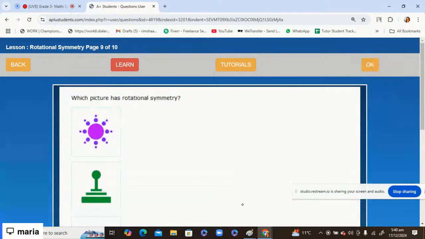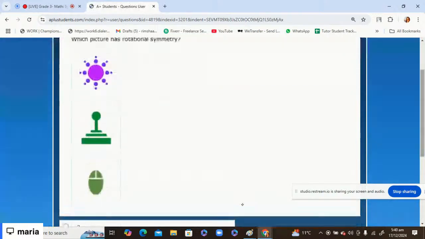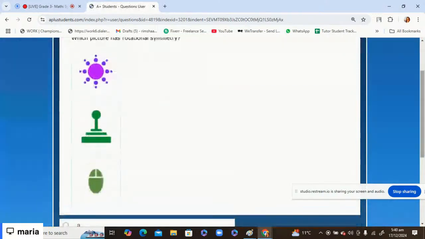Which picture has a rotational symmetry? Three figures are given. Which one has a rotational symmetry? It's not the line symmetry, it's just a rotational symmetry they're talking about.